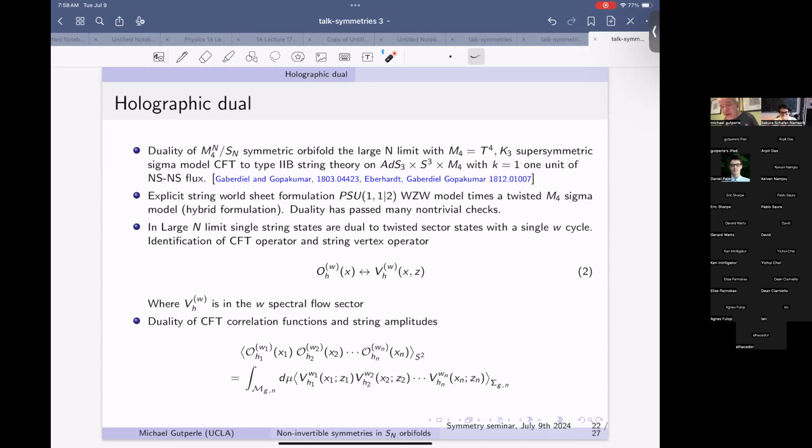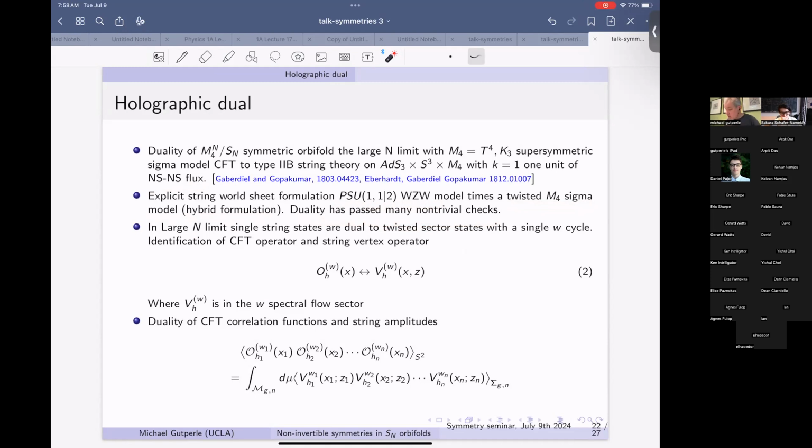So this is very far away from a supergravity limit. This is a very stringy limit, highly curved AdS, but because it has NS-NS flux and no RR flux, there is an explicit worldsheet formulation in terms of a Wess-Zumino-Witten model with a twisted T4 sigma model. This would be in the hybrid formulation. There are different formulations, but this duality has passed many non-trivial checks: matches of correlation functions, partition functions, D-branes, whatnot.